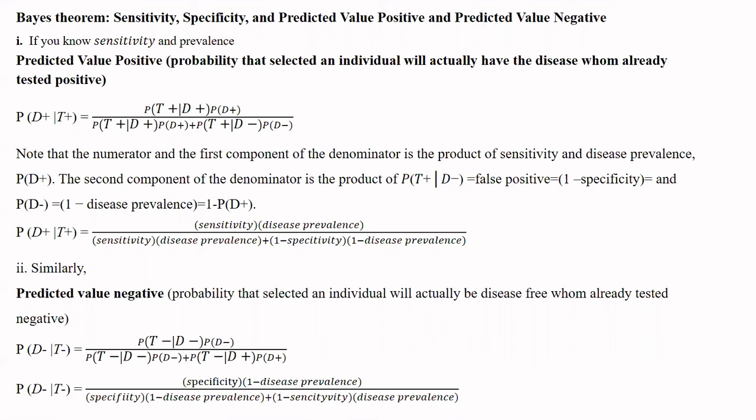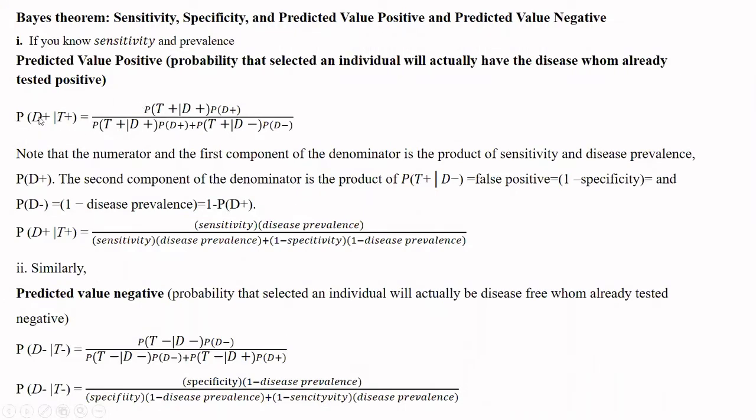We can use the Bayes theorem for screening tests. So if you know the sensitivity, specificity, and the prevalence of the disease, you can find the predictive value positive and predictive value negative. Okay, very useful theorem. So we know what is the predictive value positive.